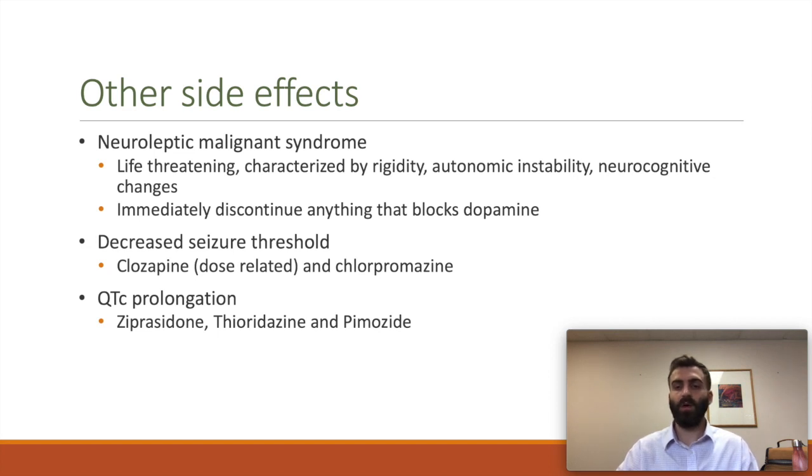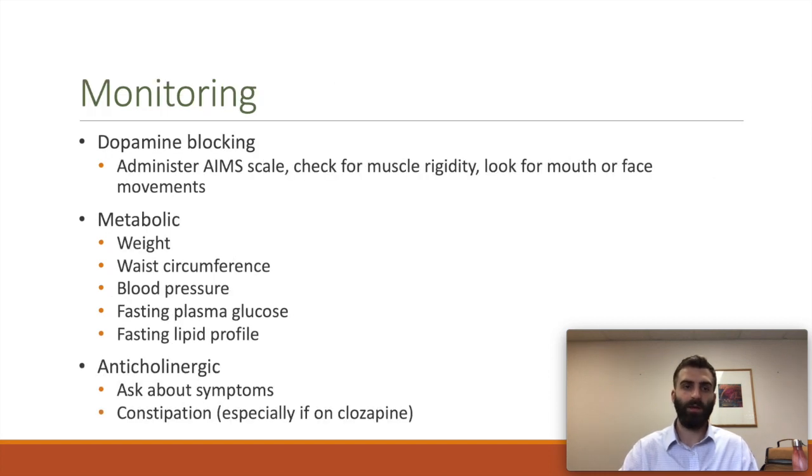Finally is QTc prolongation. So we'll check that especially with certain agents. Out of the second generations, the biggest offender is Ziprasidone. Out of the first generations, it's Thioridazine, which is almost never used anymore for that reason, and same with Pimozide. So then how do you monitor for these things?